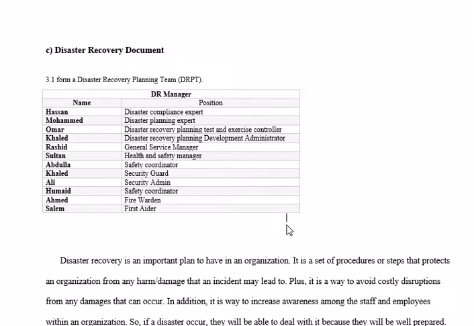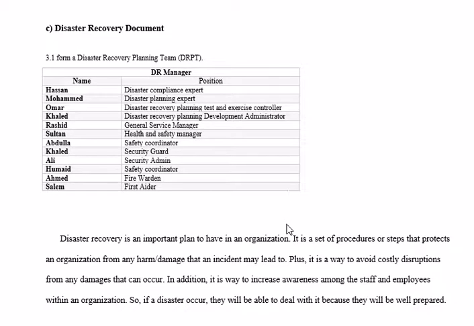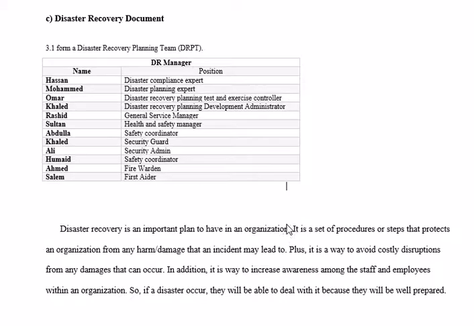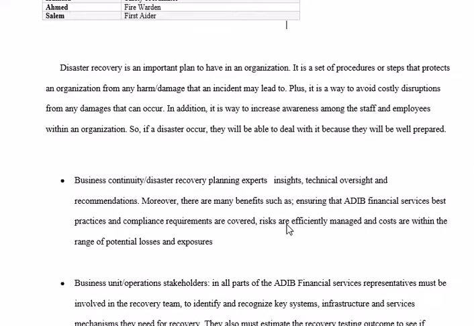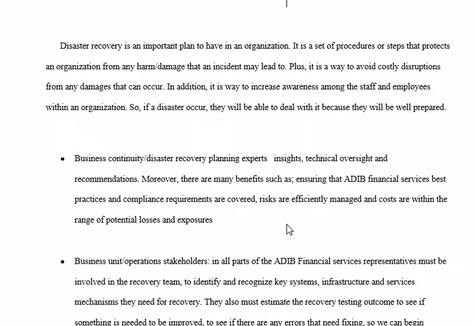Here we're going to complete the disaster recovery document, as we see in the table and the position of each employee in disaster recovery. And here's briefly the disaster recovery introduction or meaning.